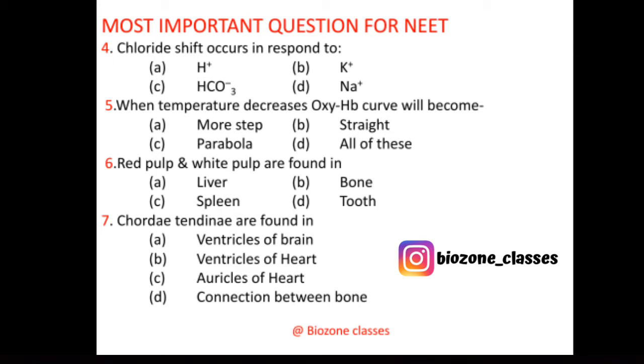Question number 6. Red pulp and white pulp are found in liver, bone, spleen, and tooth. So remember the correct option, spleen is mainly made up of red pulp and white pulp.